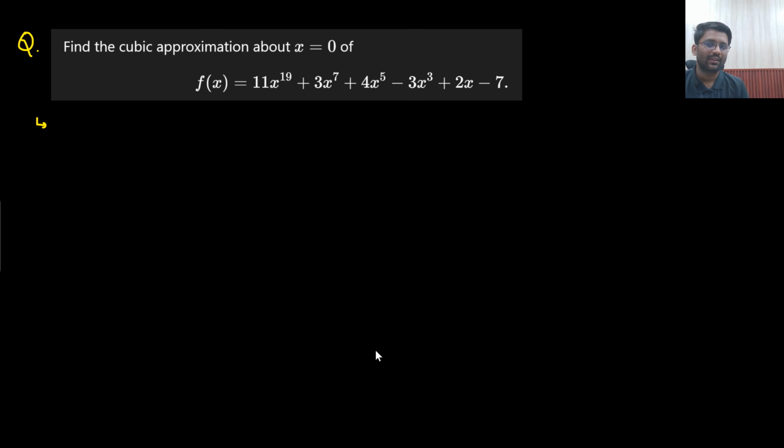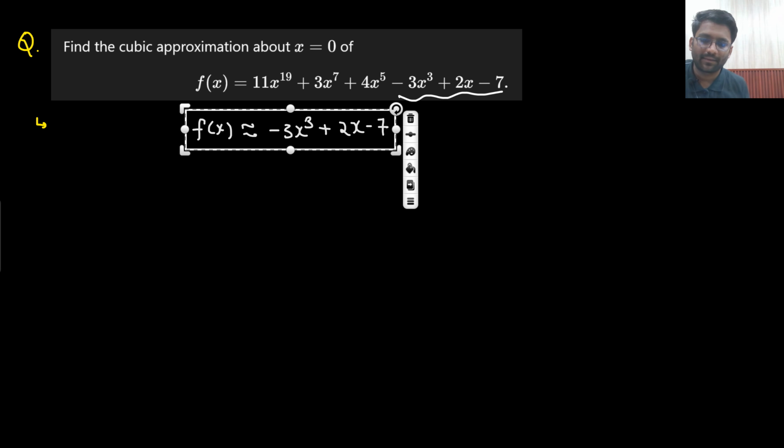If I ask this question, find the cubic approximation, what will be the cubic approximation? This will be the answer. That's it. So cubic approximation will be nothing but minus 3x cube plus 2x minus 7. That's it. This is the answer.